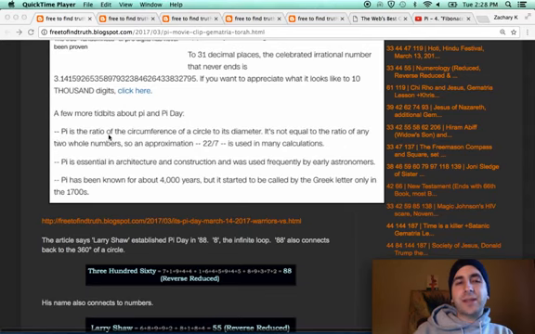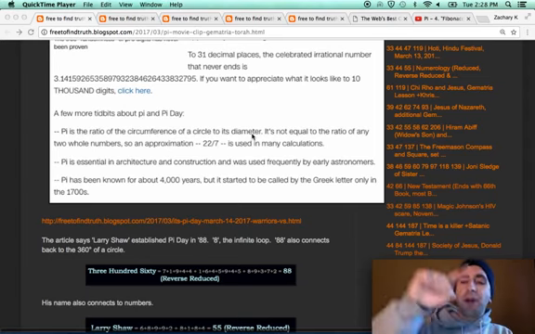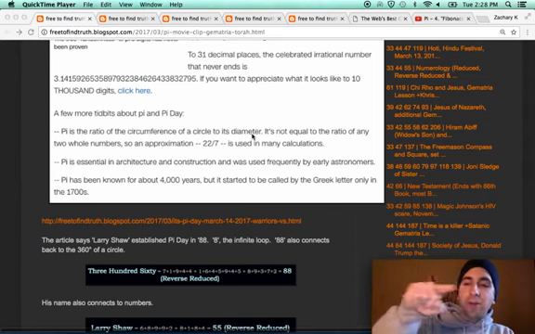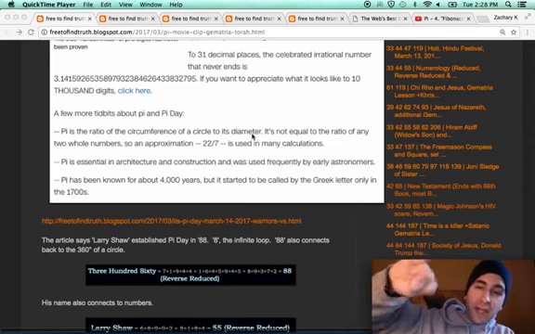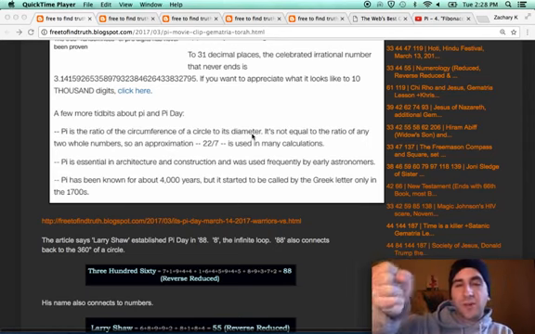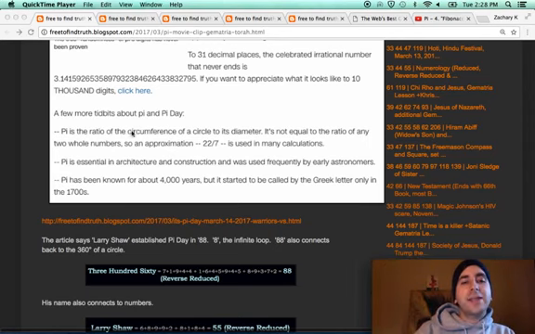It says pi is the ratio of the circumference of a circle to its diameter. Remember, the circumference is the distance around the circle, the diameter the line that fits perfectly across the entire circle. Pi is the ratio of the circumference of a circle to its diameter. It's not equal to the ratio of any two whole numbers. So an approximation, 22 divided by 7, is used in many calculations.